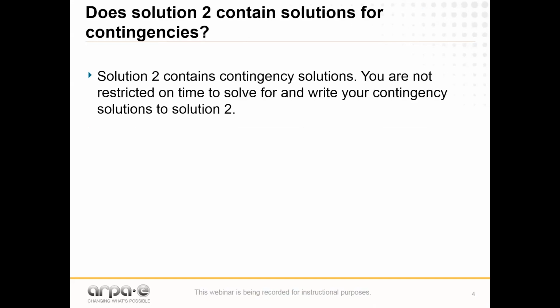Does solution 2 contain solutions for contingencies? Yes. So your solution 2 should be producing your contingency solutions. Code 1 can be whatever you want it to be in terms of what you solve. Code 2 should be handling the post-contingency states. Solution 1 and solution 2 must follow our requirements.